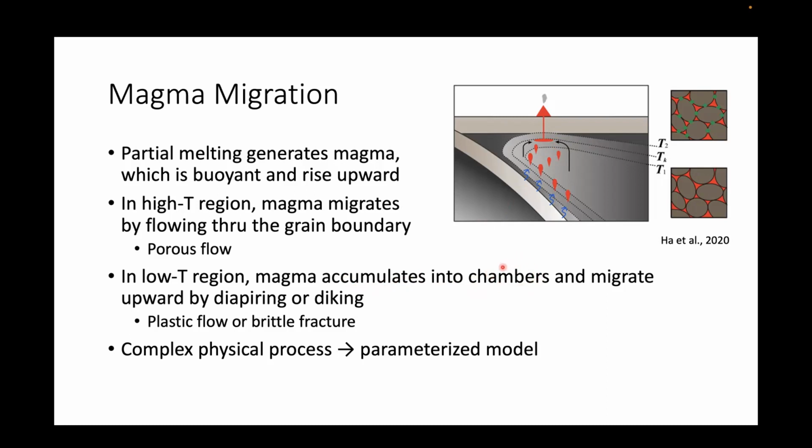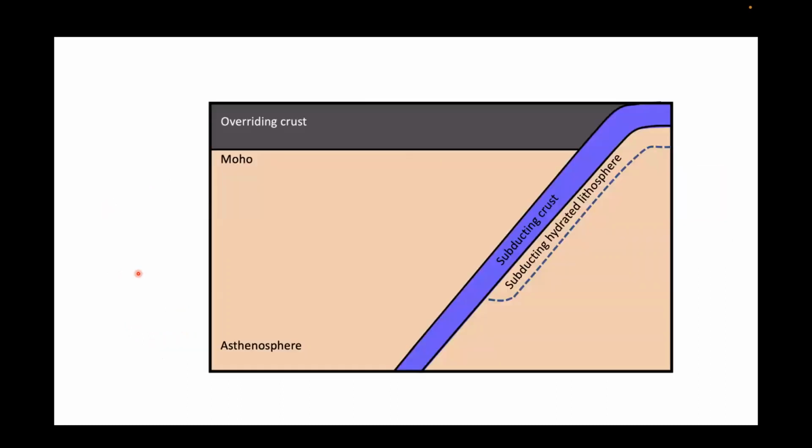And these chambers, once they're big enough, can further migrate upward by either diapirs or by dikes. The diapirism and the diking involve brittle fracture behavior or some plastic behavior. So the whole migration process is a very complicated physical process, and we don't want to deal with that in our numerical model. So we use a parameterized model to describe the motion of the magma. And this is how we did it.